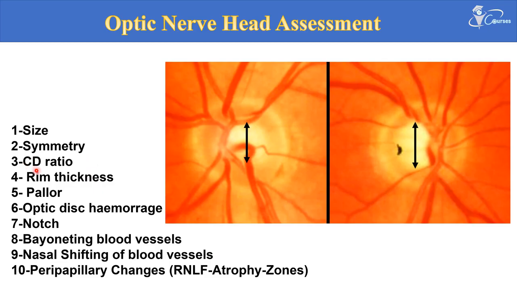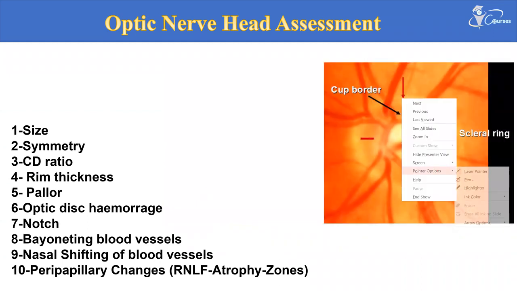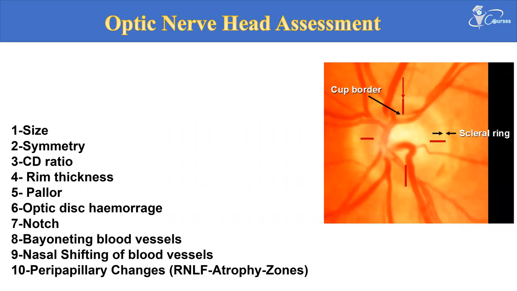So the cup disc ratio is the ratio between the cup and the disc. Let's see, for those who don't know: this is the disc, these are the boundaries of the disc, and this is the boundary of the cup. The cup to disc ratio, or CD ratio, indicates the thickness of the neuroretinal rim. If there is an increase in the cup to disc ratio, it means there is thinning of the neuroretinal rim.